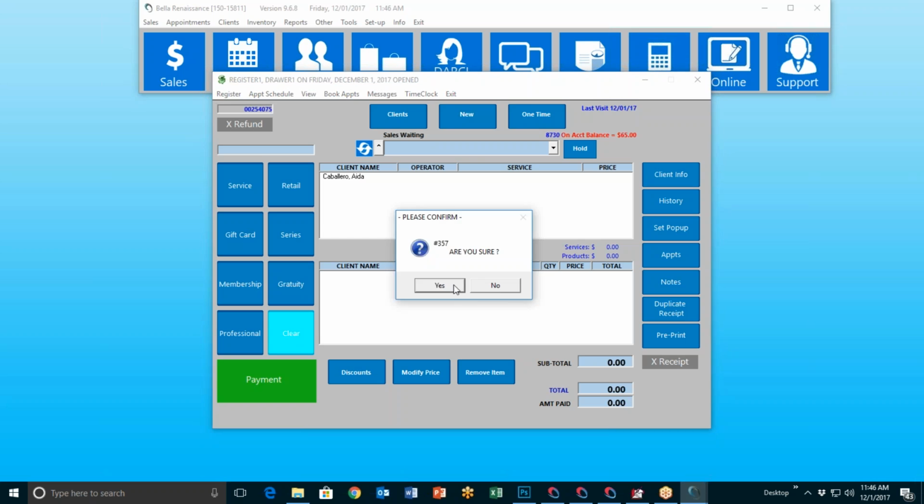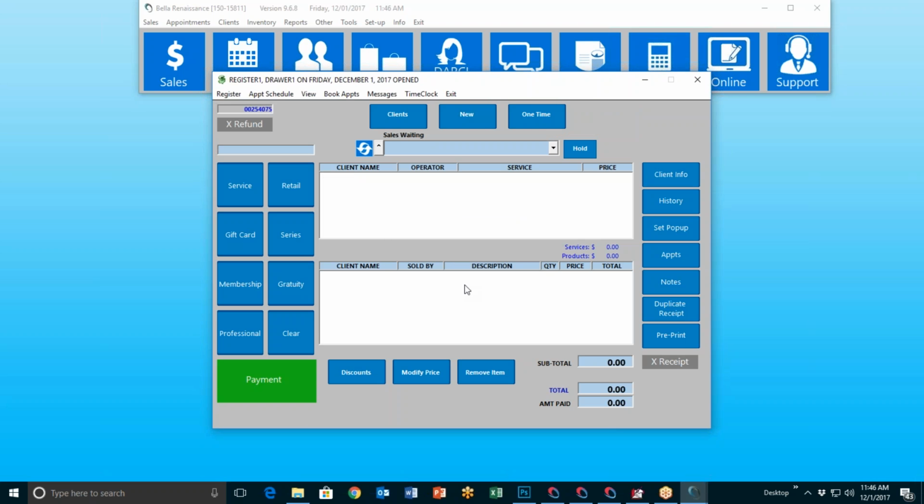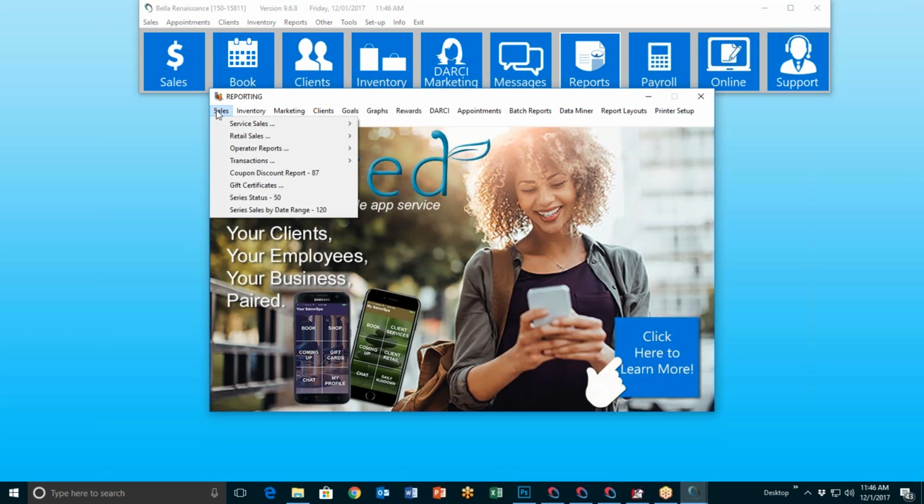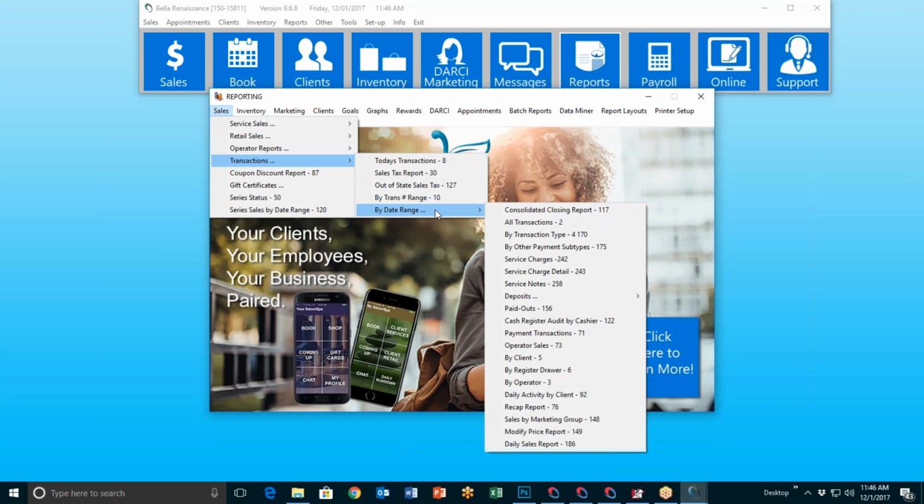Now, what if it's not the next time she comes in? What if she's not going to be in again for another month or two, and you need that $65? At any time, you can run a report on account balances. I'm trying to remember exactly where that is, but let me just check if it's here.